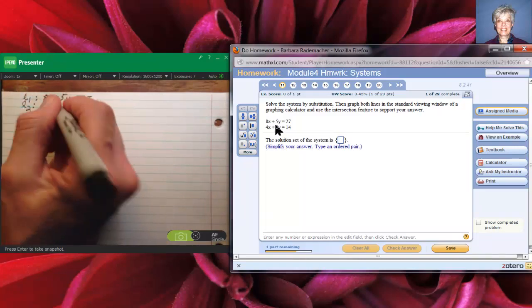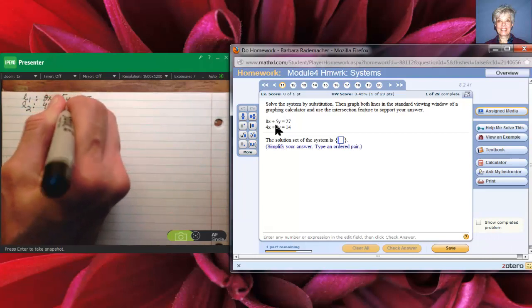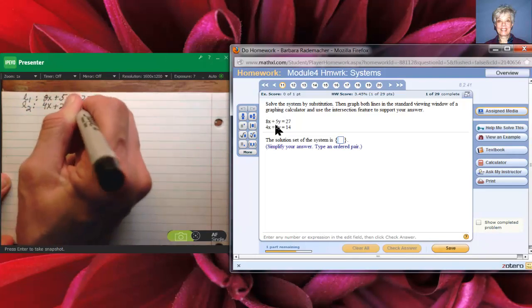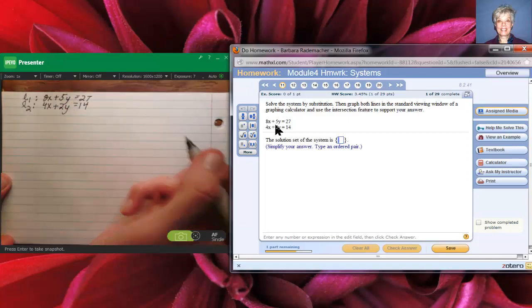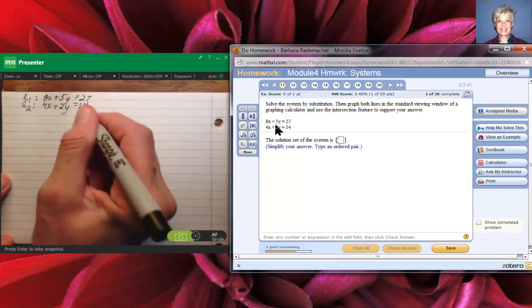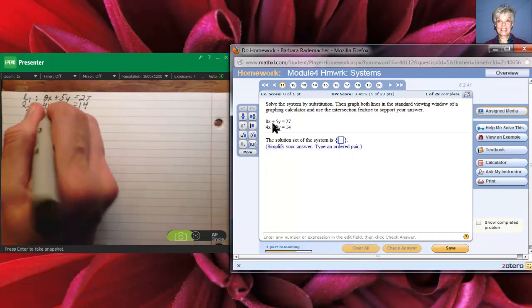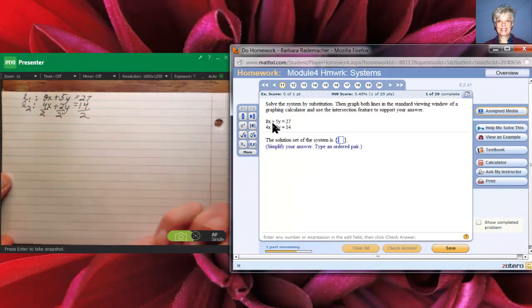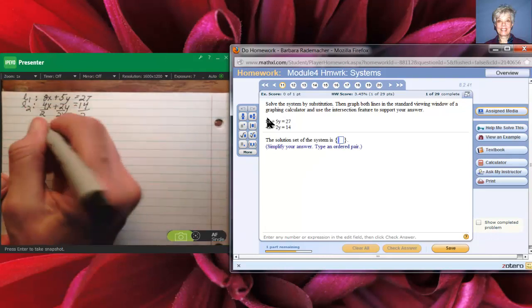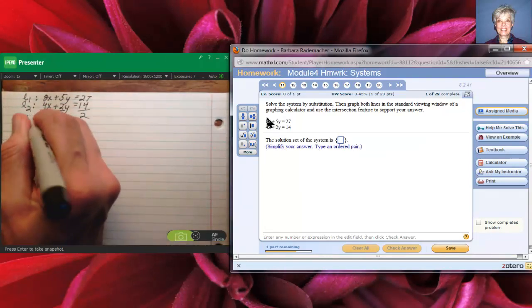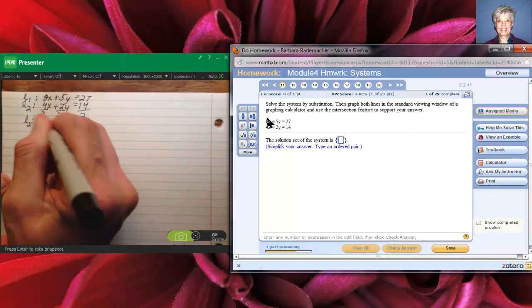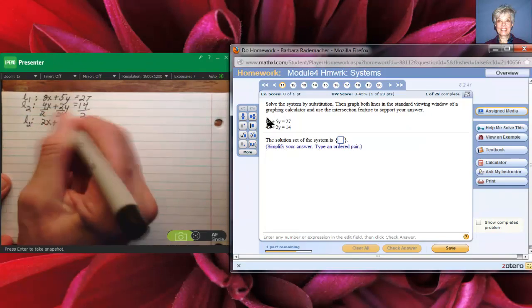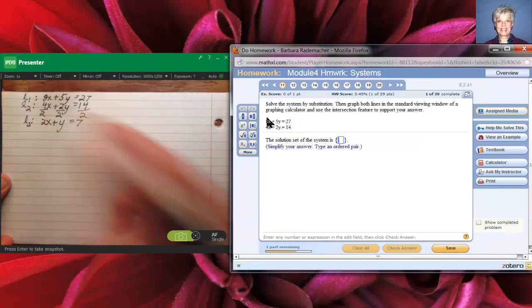I have 4x plus 2y equals 14. Now watch what happens. If I divide each number by 2, and I can do that as long as I divide every single term by 2, this will give me a new line 2. My new line 2 will be 2x plus y equals 7.